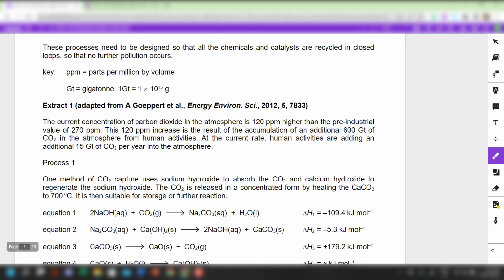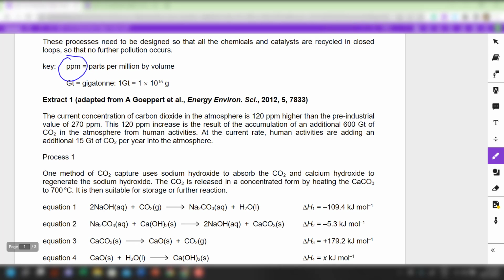Some of the key information provided to you includes what exactly ppm is. It's parts per million by volume, so they are very explicit here: by volume. They also mention what GT is, which is called gigaton. They mention 1 gigaton is 10 to the power of 15 grams.